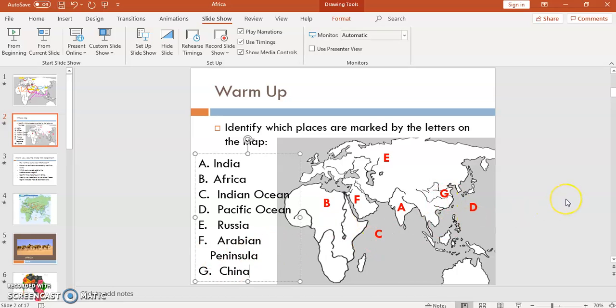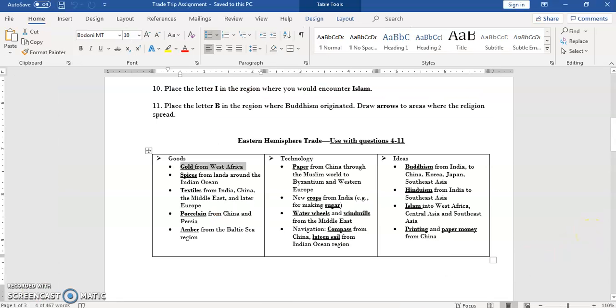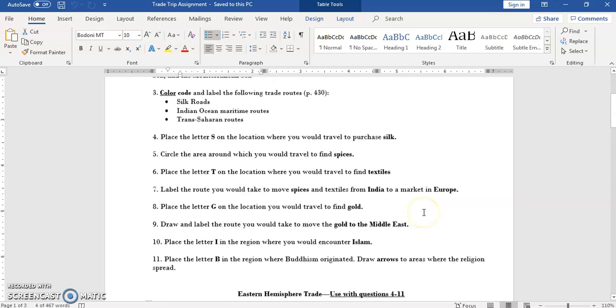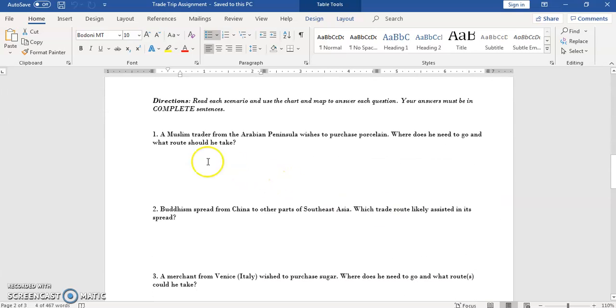So you should be able to label all of these places. So you should be able to recognize them. So if I were to give you a quiz with a map and ask you to find Russia, you should be able to do that. You should also be able to answer these few questions from the trade trip assignment. So after you complete the map using the directions on the first page, go to the second page and it asks you a few things.